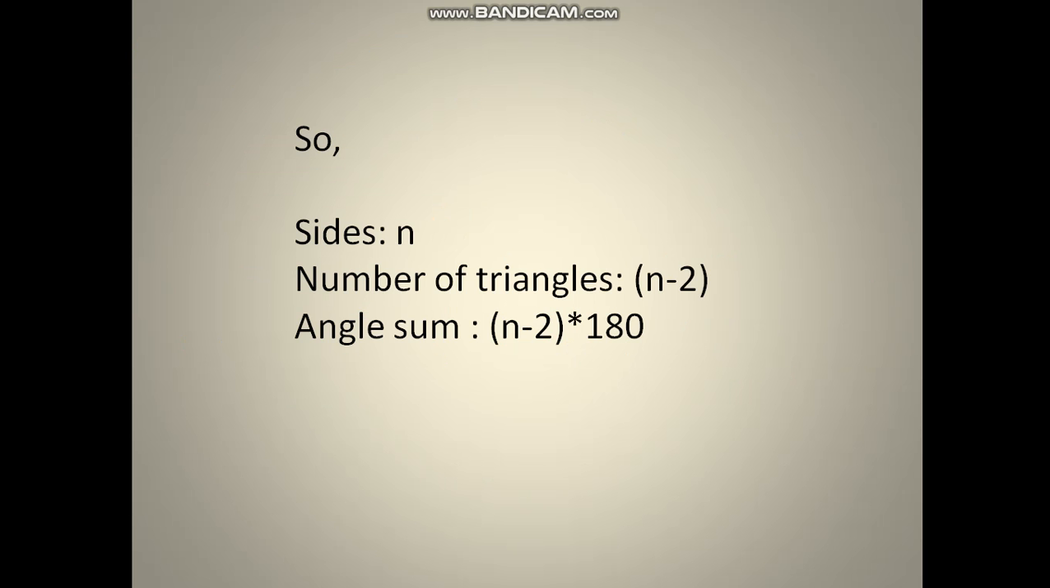Like this, we come to one conclusion. If there are n sides, the number of triangles is always n minus 2, and the angle sum is n minus 2 into 180 degrees. So this is the angle sum property. I hope you all understood, students.